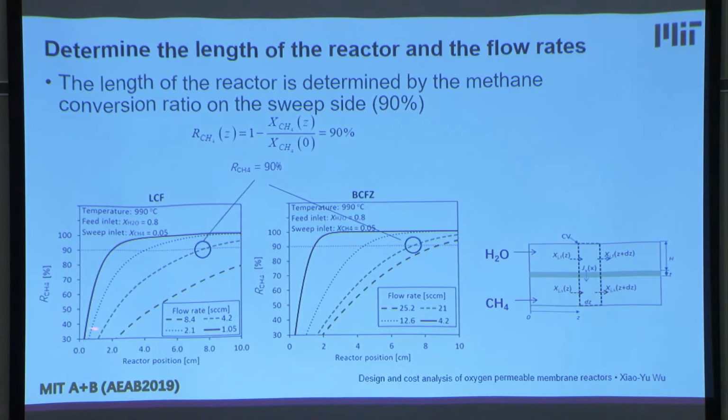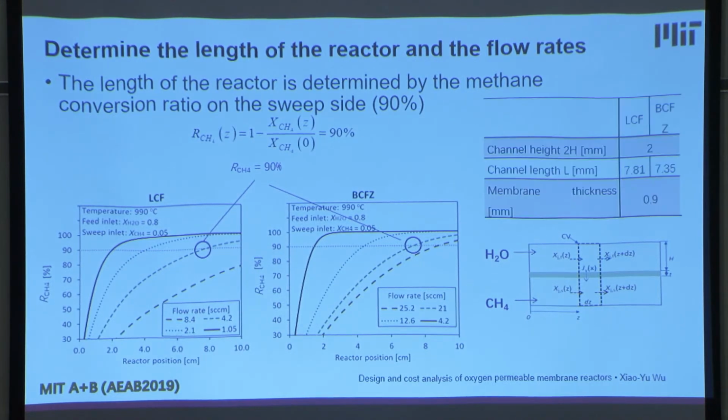Here are the two flow rates that we chose. For the LCF membrane, we chose 4.2 SCCM flow rate, and then this is the length. For the other reactor, we chose a higher flow rate because it has higher flux. The results show that we use the same membrane thickness and the same membrane channel height, and we have very similar length, but the flow rate is different for the two reactors.